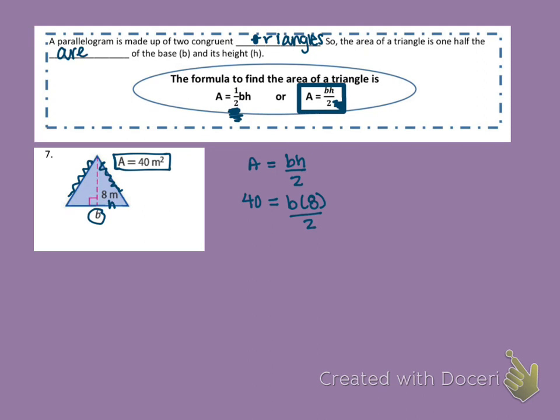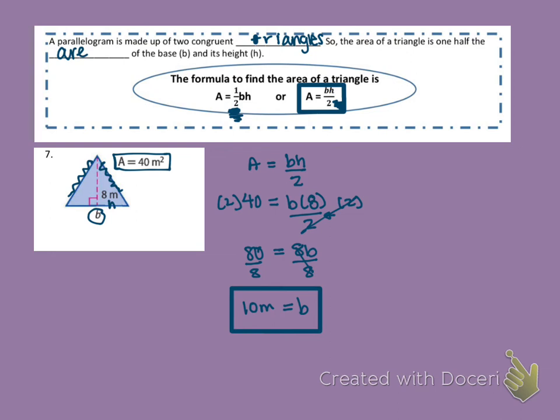So inverse operation, this is dividing by 2, so we're going to multiply by 2 on both sides. That goes away, and then we have 80 equals 8b. Our final operation is division, dividing by 8 on both sides, and b equals 80 divided by 8, which is 10 meters.